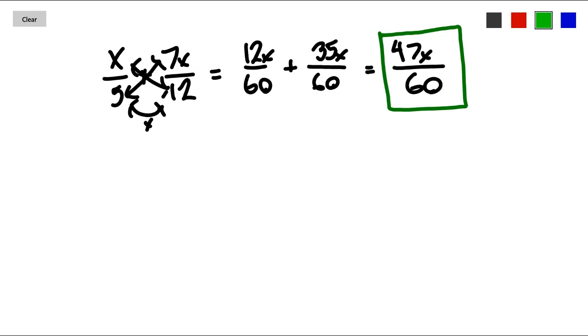So notice how we carried out the addition step after we got through manipulating the fraction using multiplication. So the order of operations still holds true here.